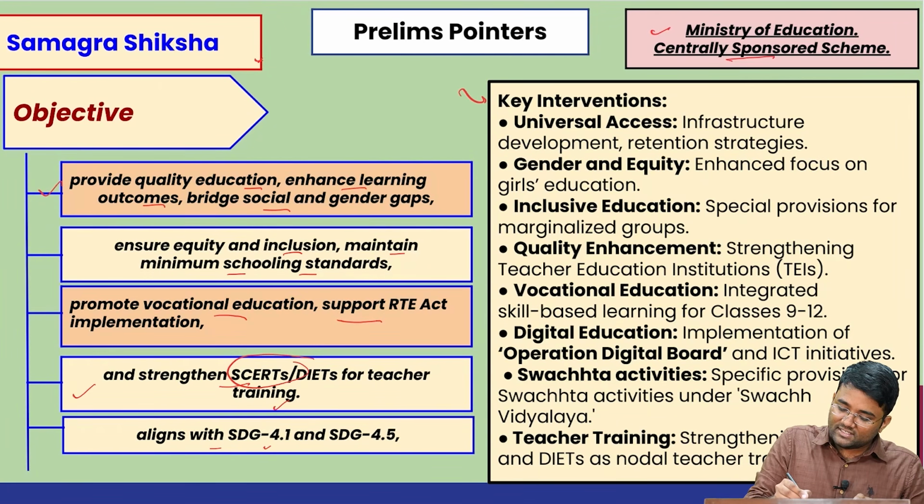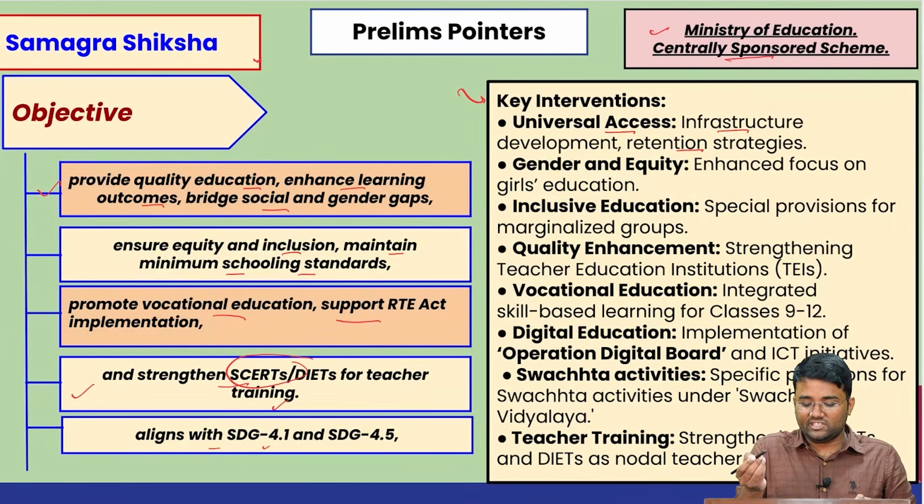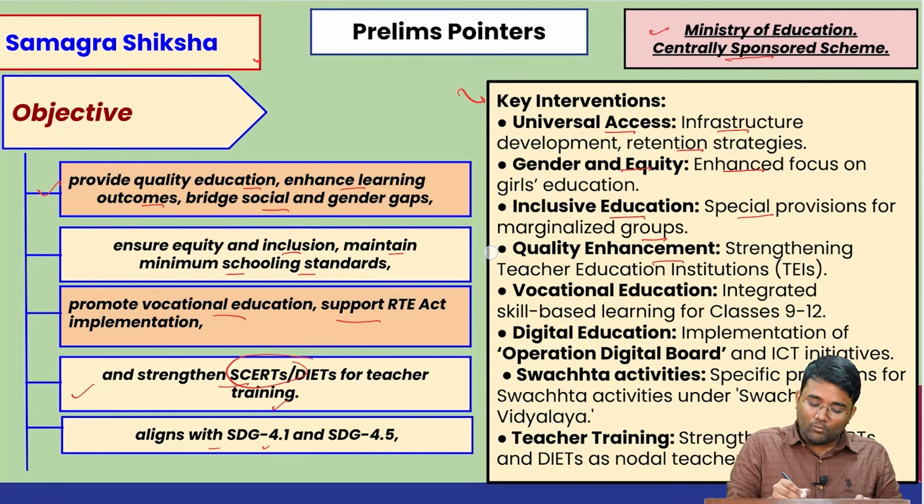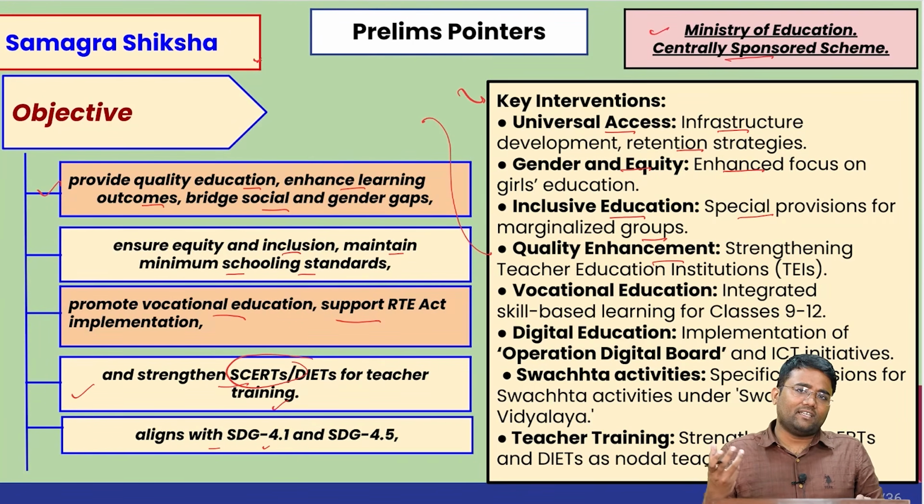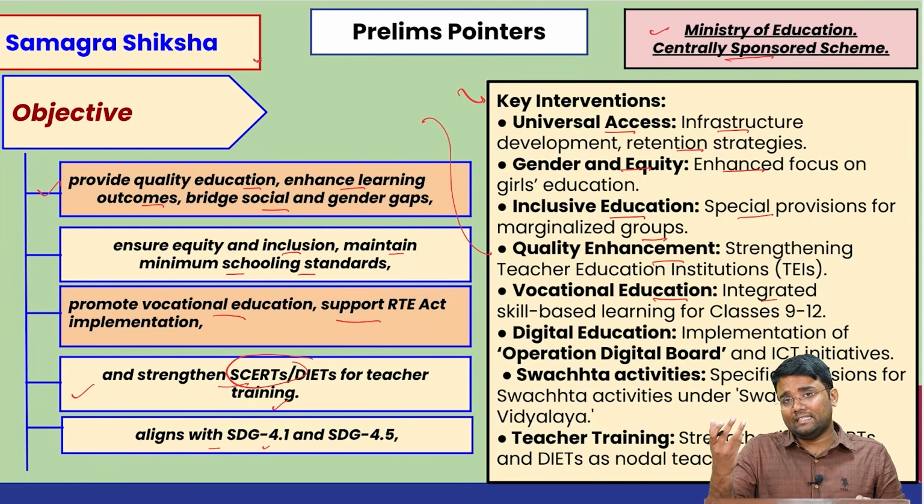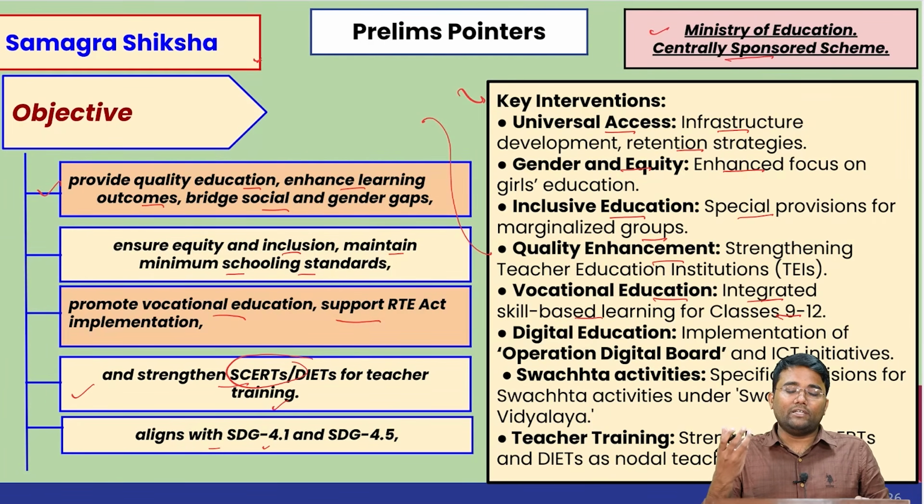The key interventions under this scheme: universal access, infrastructure development, retention strategies, gender and equity enhancing focus on girls' education, inclusive education, special provisions for marginalized groups, quality enhancement, strengthening the teacher educational institutions. Under this there are also various other programs like PM Gati Shakti etc. that were launched. Vocational education, that is also based on Gandhiji's ideas, integrating skill-based learning for class 9 to 12 so that people can earn while learning also.